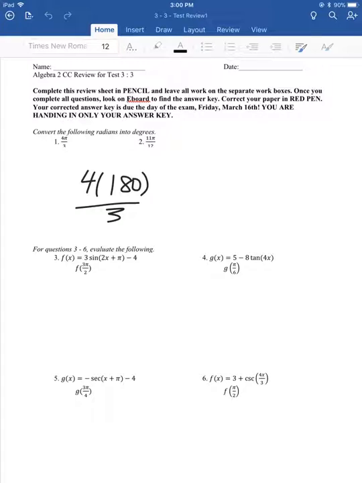For the second one, this is 11 times 180 divided by 12. So you type that right into your calculator, and you should get 165 degrees, which is in the second quadrant.